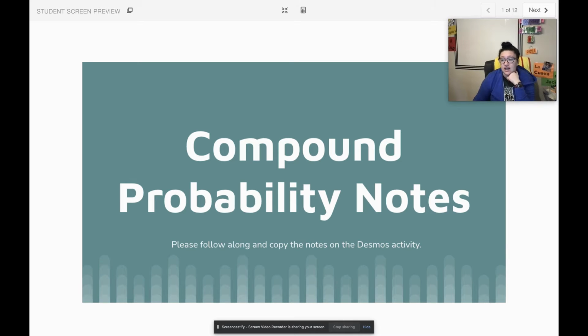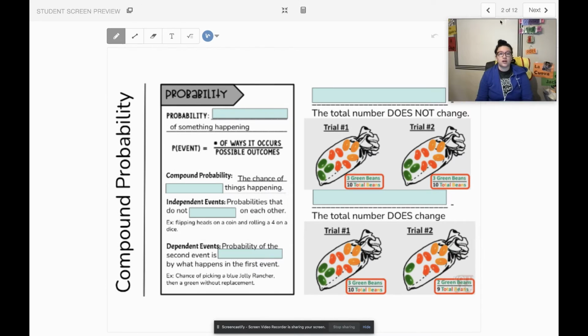All right, compound probability. We did pretty well with simple probability. This is the 8th grade version of it, just a little bit more difficult. Now we're looking for the probabilities of more than one thing. Simple probability is just the probability for one event. Now we're going to be seeing more than one.